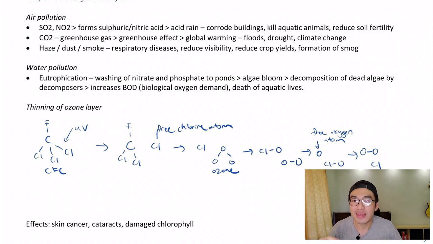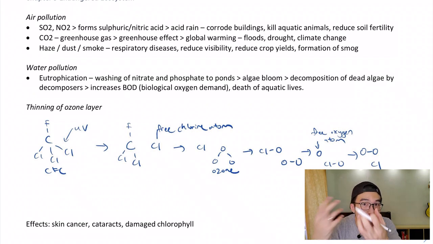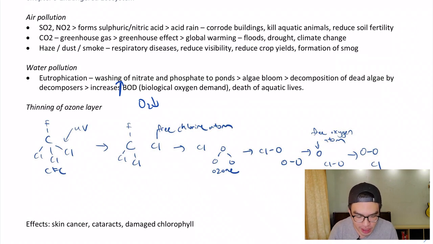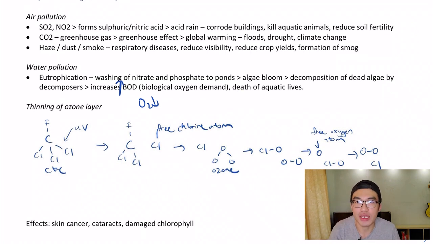Since they are using oxygen, it will increase something we call BOD, which is the biological oxygen demand. Demand means I'm using all the oxygen. When I have higher BOD, it means I have less oxygen in the pond. So they go opposite. Of course, you cause death of aquatic life.